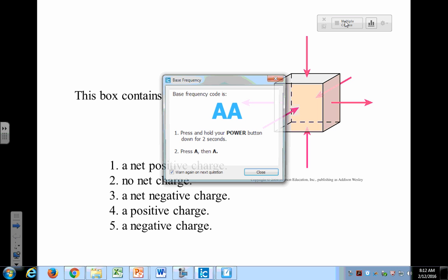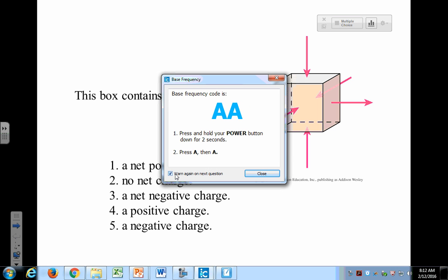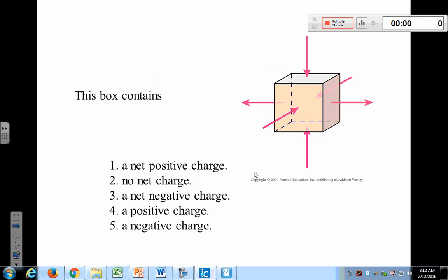Consider this Gaussian surface. Now, this Gaussian surface, this box: does this box contain a net positive charge, no net charge, or a net negative charge? These are in effect if you want to follow along. Does this box contain a net positive charge, no net charge, or a net negative charge? Which is it?